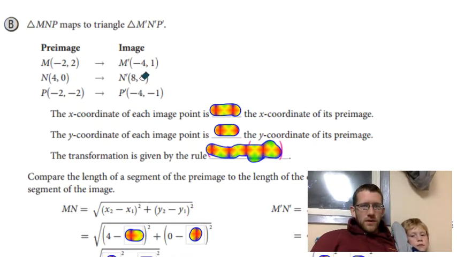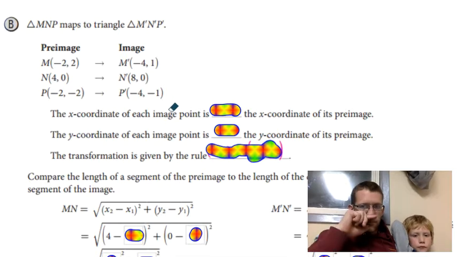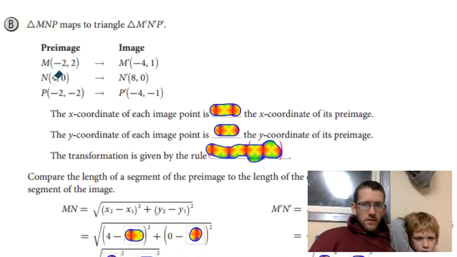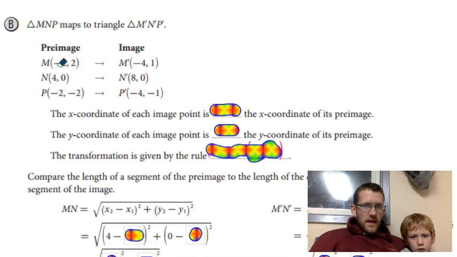In this case, we can see how the pre-image maps to the image. What do you think the pattern is here, Will? You think you can figure it out? Let's just look at the x's. We start at -2, and then we become -4. We start at 4 and become 8. We start at -2 and become -4.